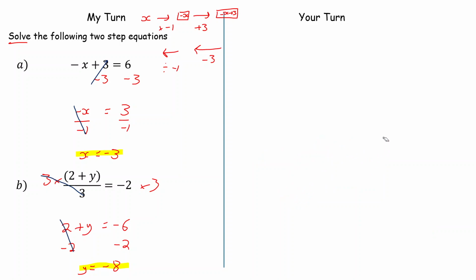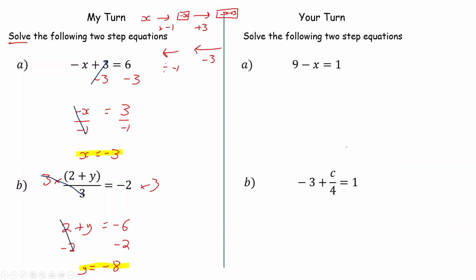Okay, so you can try now these two and just be really careful, and you can refer, of course, to the questions over here to help you out. But you can now try question A, question B, referring to the stuff over here. So first of all, solve the equation below. 9 take away x is equal to 1.